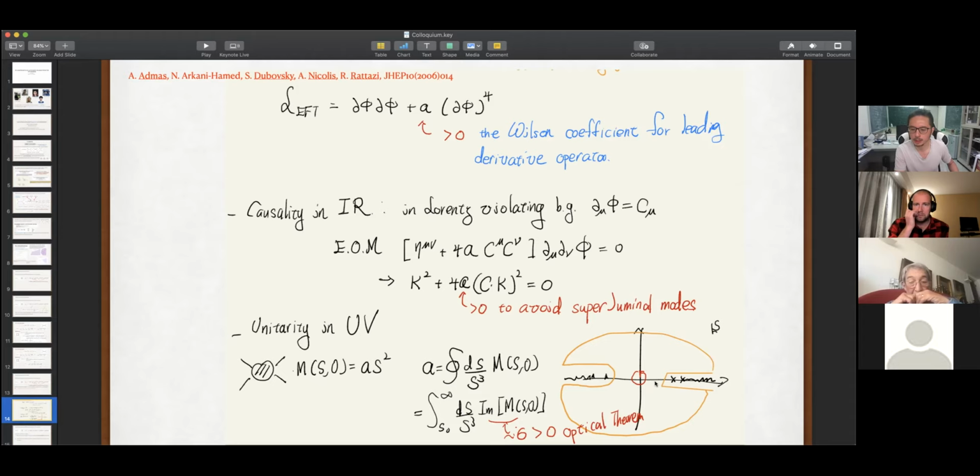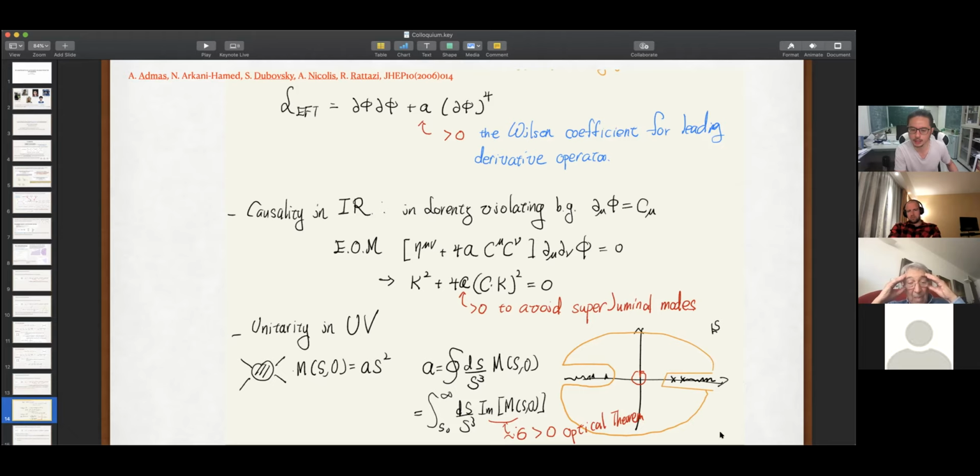And since we're in the forward limit, we know that, for example, anomalous thresholds and various singularities are not there. And therefore all the discontinuities, the non-analyticity, are sitting on the real axis. So that means after deforming the contour, you're going to pick up the imaginary part along the real axis, as well as the contribution from infinity.